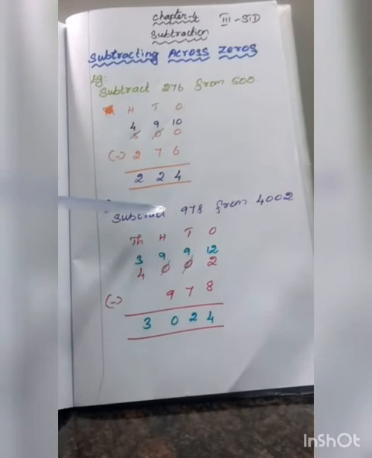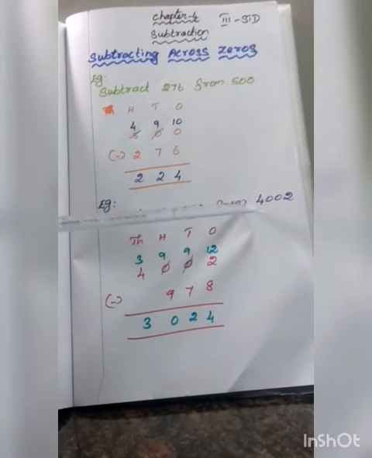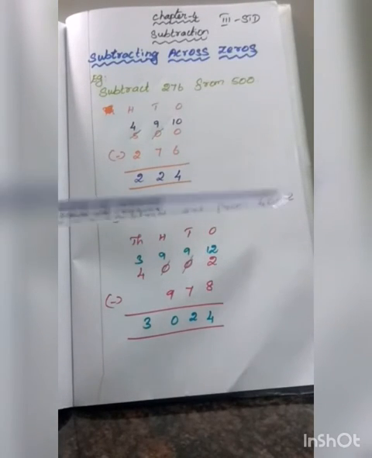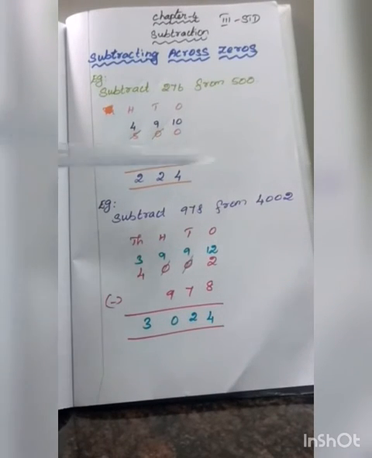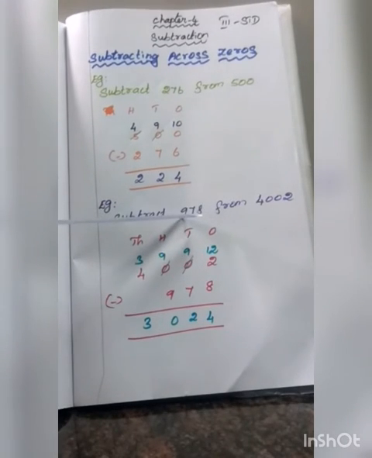See the next sum. Subtract 978 from 4002. In this one, one number contains 4 digits, and one number contains 3 digits. In your question, the number after "from" is what you have to write first. Write the place values: ones, tens, hundreds, thousands. Now write the number 4002 according to the place value. Next number, 978.